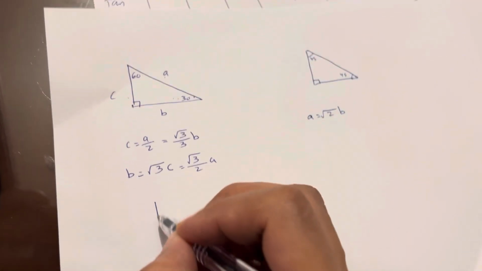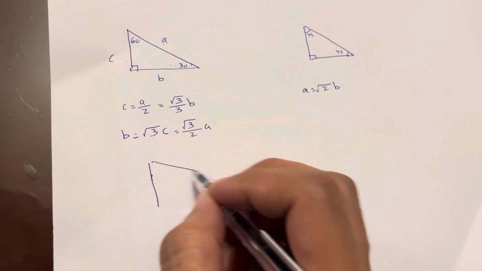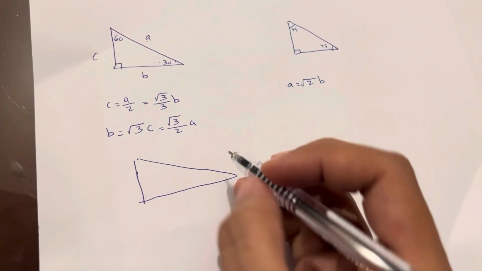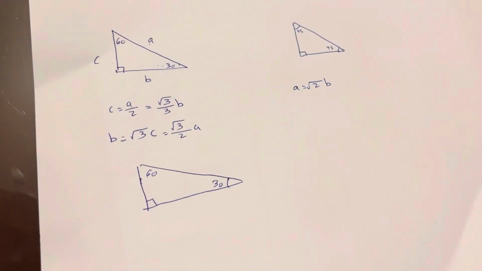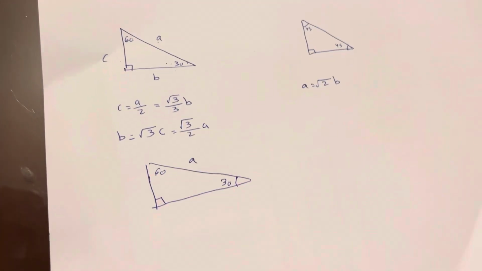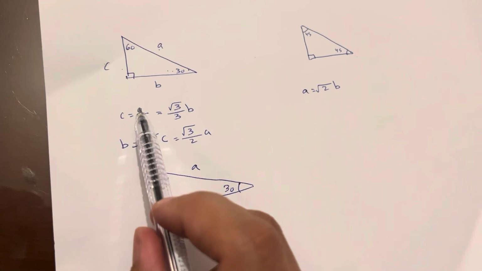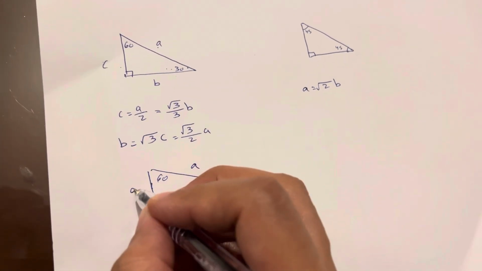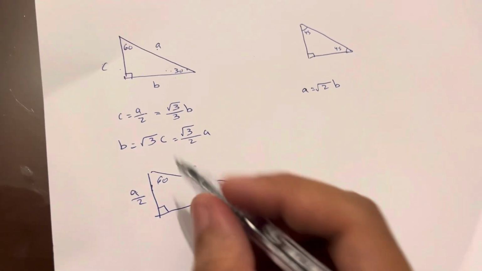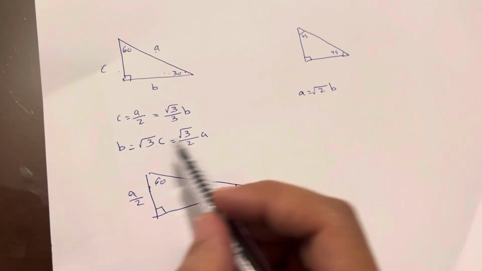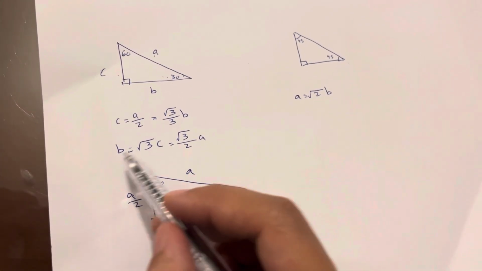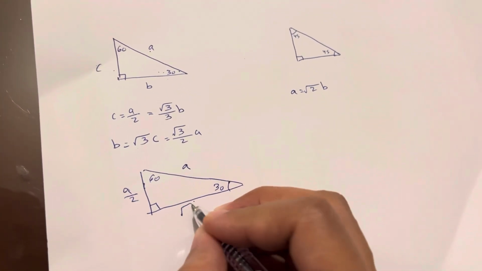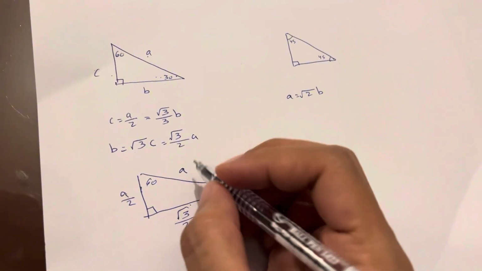So I can redraw this triangle. This is 30, and this is 60, and this is the right angle. A, I will keep it as it is. C is equal to A over 2, so I can put this as A over 2. B is equal to radical 3 over 2A, or radical 3C. I will remove the B and I will put radical 3 over 2A.